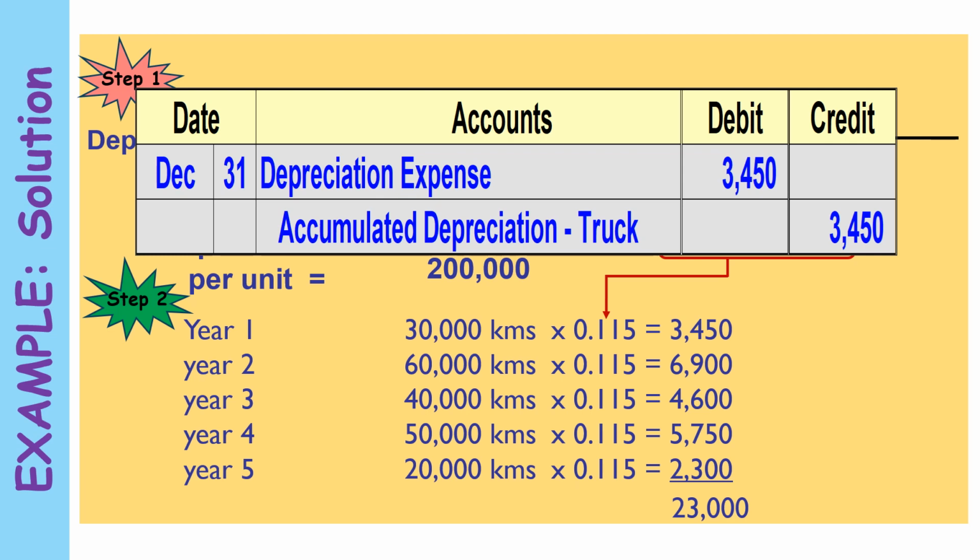Now, this is how the unit of production method works. So remember that you need to look at the benefits coming from this asset and then choose the appropriate method of depreciation to match those benefits.